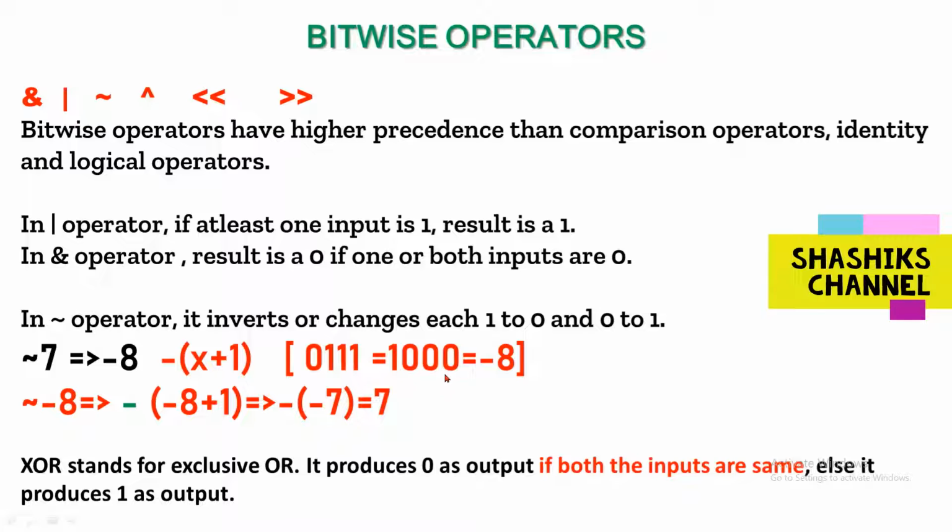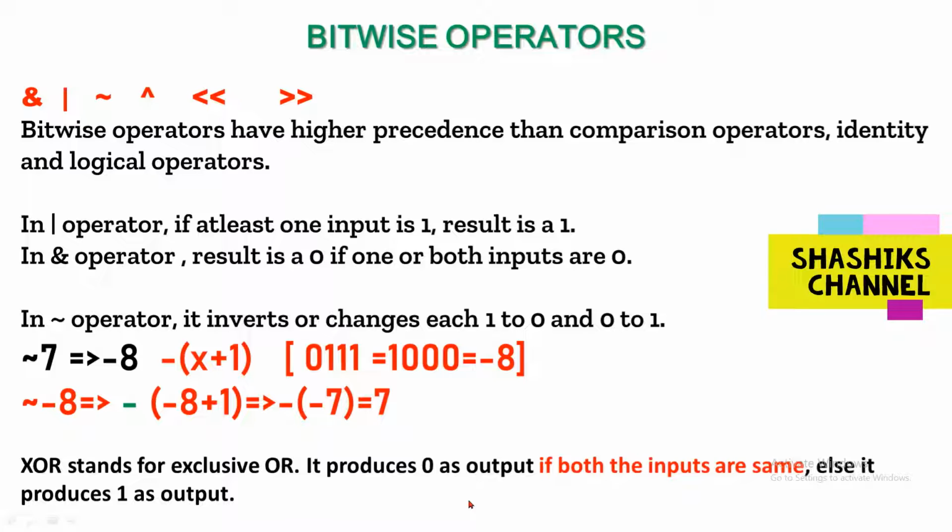So 1,000 is actually 8 in decimal. So it'd be getting minus 8 as the result. Similarly, negation of minus 8 would be minus of x plus 1. That is minus of minus 8 plus 1 would be minus of minus 7, which in turn will give you 7. And the next one is XOR operator.